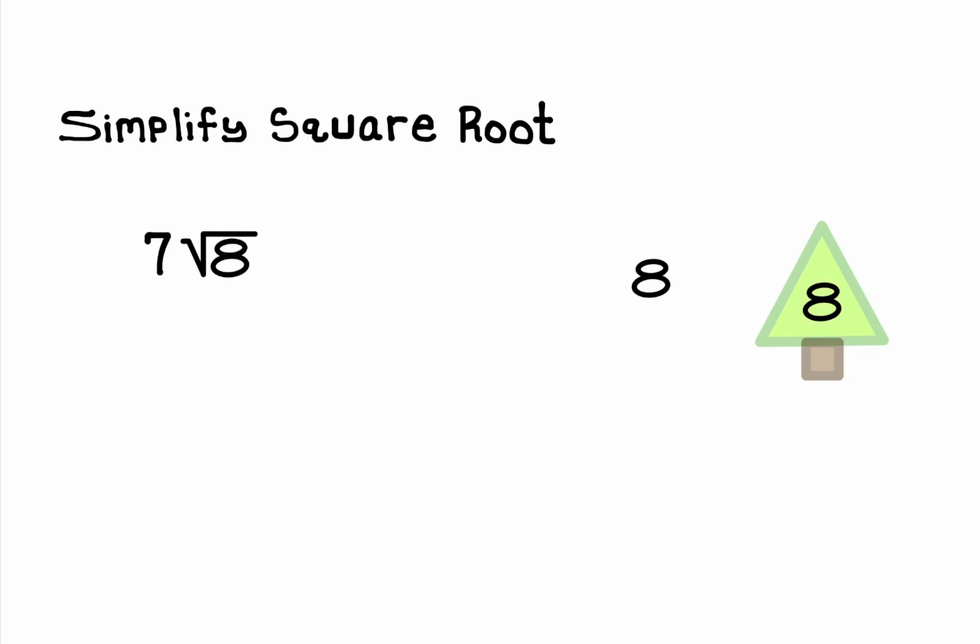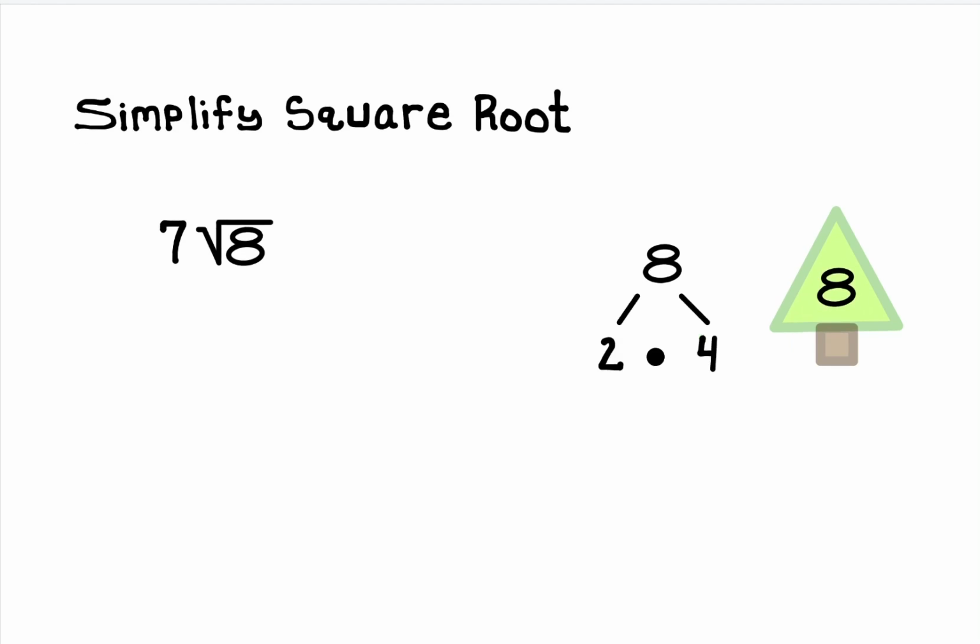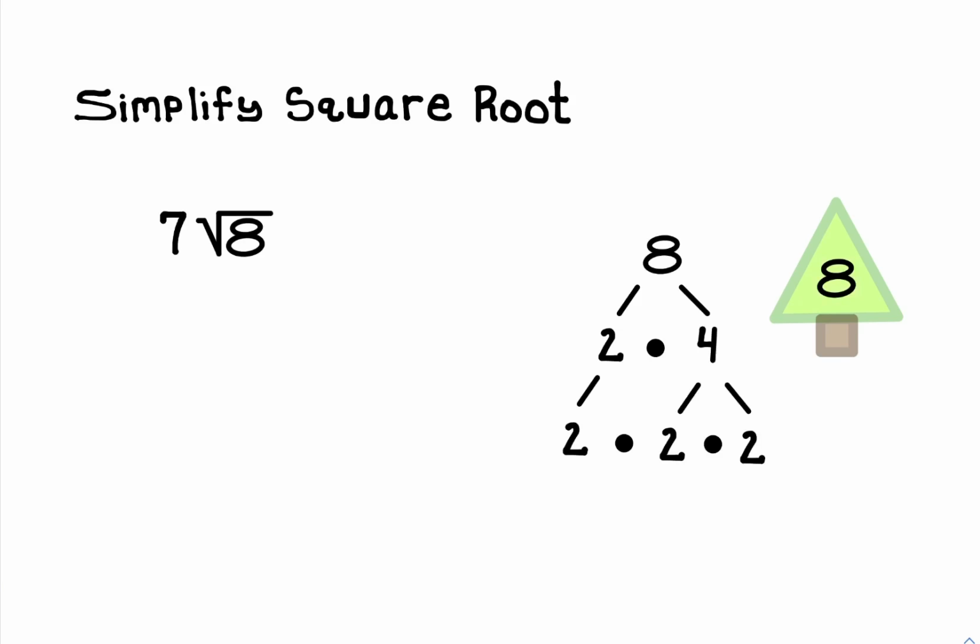Starting with 8, two numbers that multiply together to get 8 would be 2 times 4. The number 2 is prime, so I'm just going to bring the 2 straight down, and 4 is 2 times 2. Now that we have a product of prime numbers, we can replace the 8 with 2 times 2 times 2.